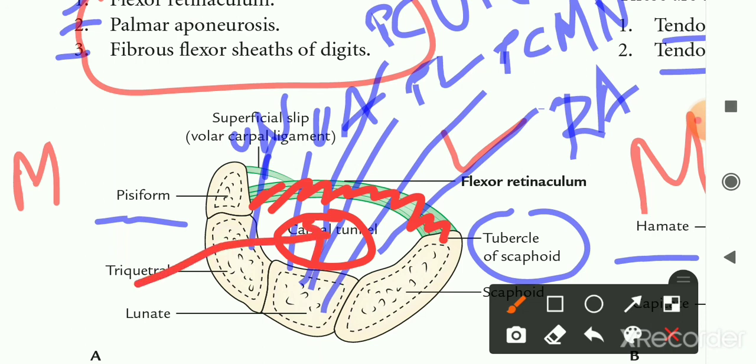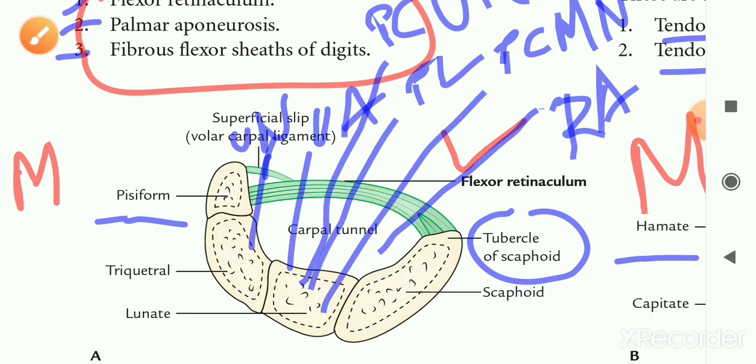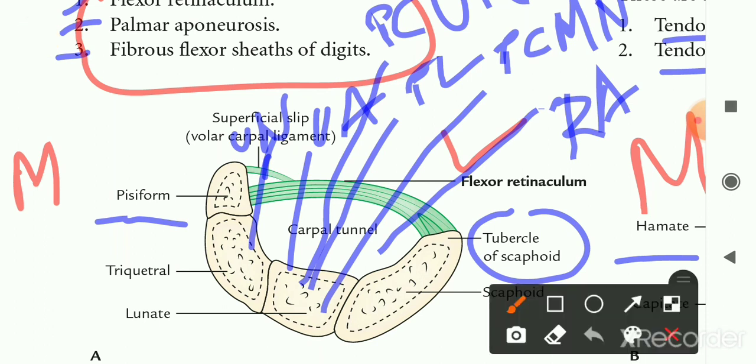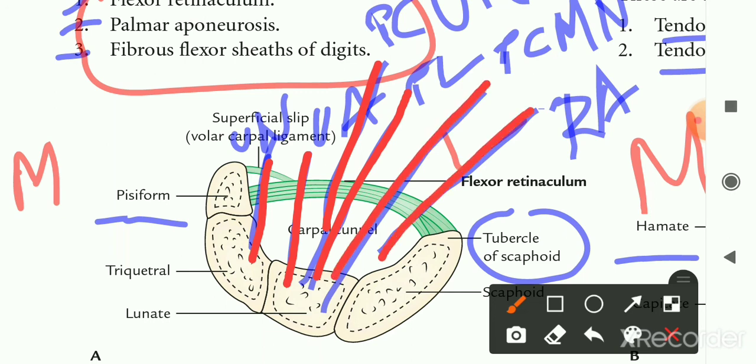below the flexor retinaculum, and what are the important structures that pass above the flexor retinaculum, or superficial to the flexor retinaculum. Now let's know what are the structures that pass superficial to the flexor retinaculum. The structures are, from medial to lateral: ulnar nerve, ulnar artery, palmar cutaneous branch of the ulnar nerve, tendon of the palmaris longus muscle, palmar cutaneous branch of the median nerve, and radial artery.